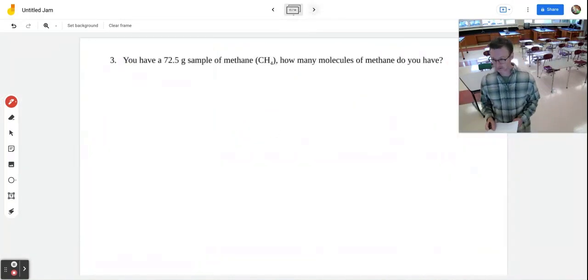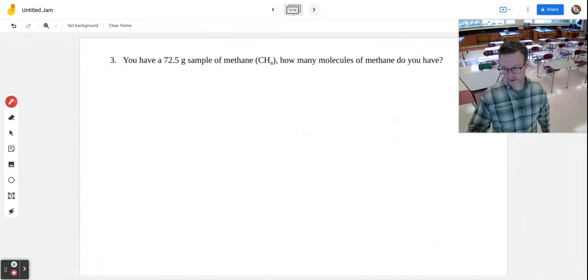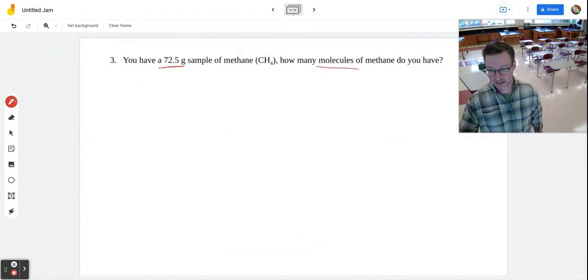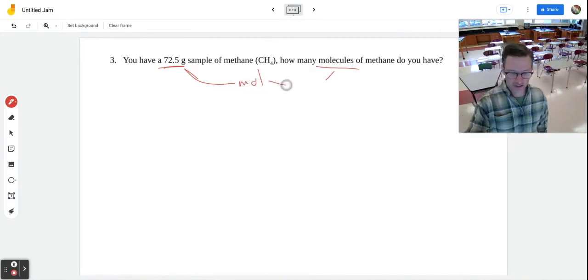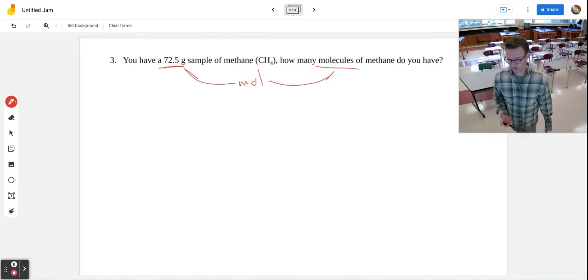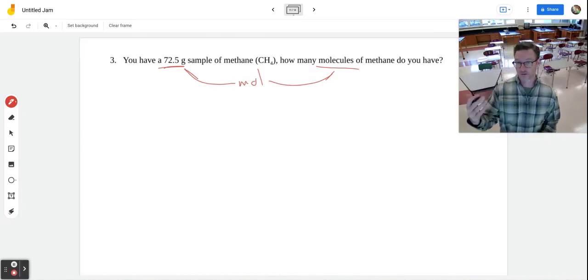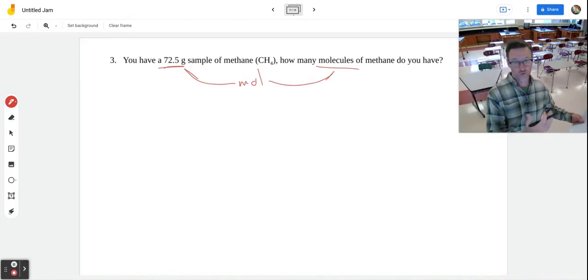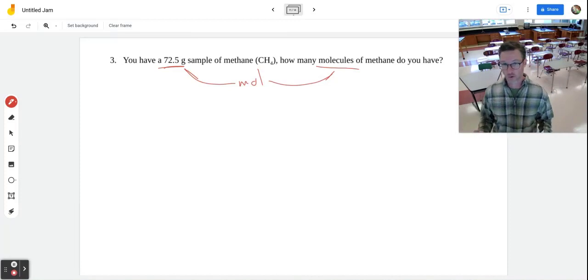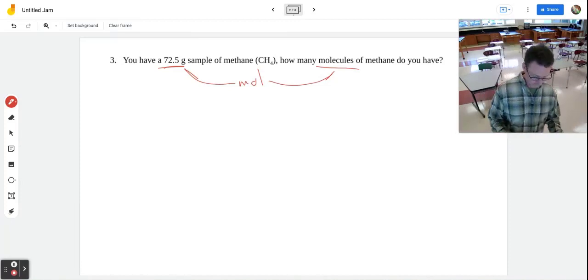Okay, last conversion problem. This one is asking me to go from grams of methane to molecules. I can't go from grams to molecules directly, but I can go from grams to moles. We've already seen that. And I can go from moles to units or molecules. So it's kind of a combination of those first two problems in terms of how we're going to tackle this calculation. I have to convert two times. I have to convert grams to moles and then convert the moles to molecules.